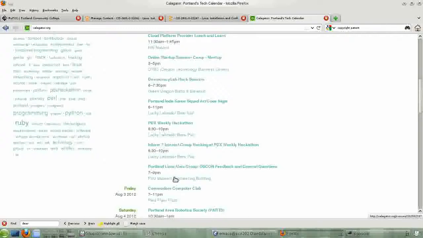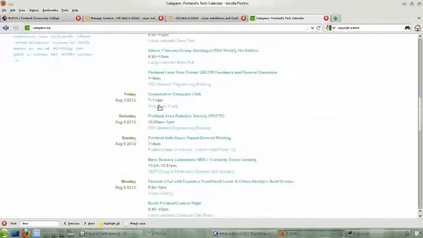Anyway, that's a cool thing. As I say, the Portland Linux Unix group is a cool group, as are many, many of the other groups in Portland. Here's a cool group up here, Democracy Lab hack session. Democracy Lab at democracylab.org is kind of an interesting group. Portland Commodore Club.